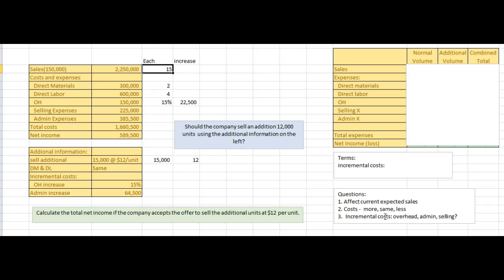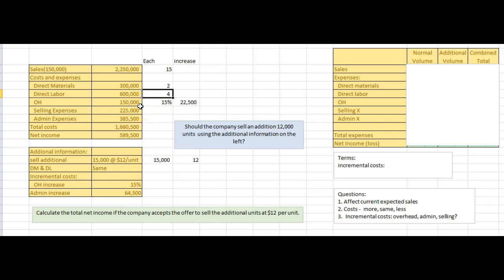Well, first of all, you got to get some information. The original sale is for $15 each, so that's the selling price. The direct materials are $2, which is 300,000 divided by 150,000. Direct labor is $4, and that is 600,000 divided by $150,000. So we've kind of got that down.